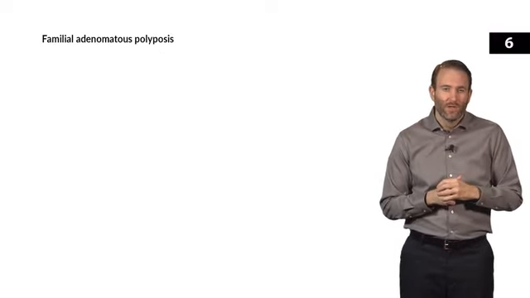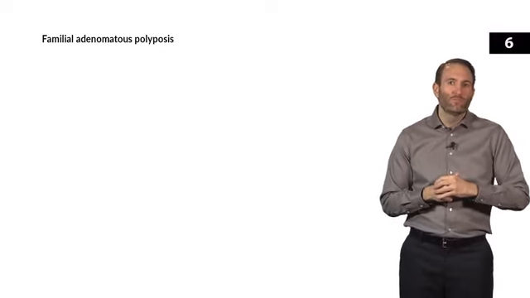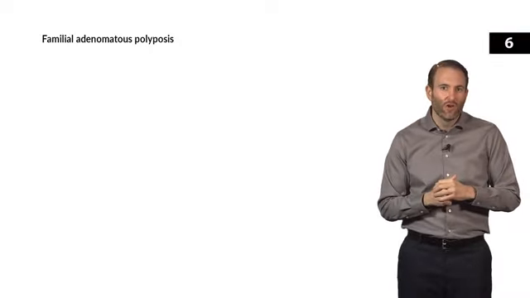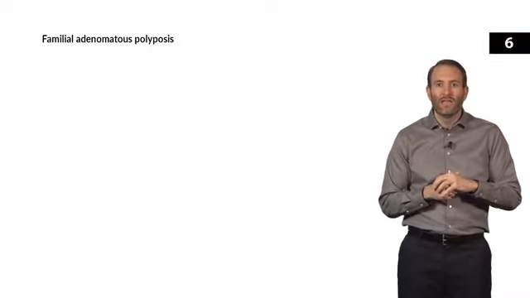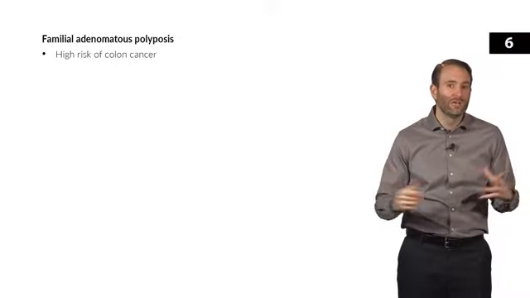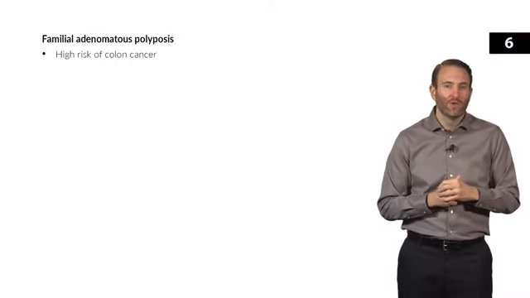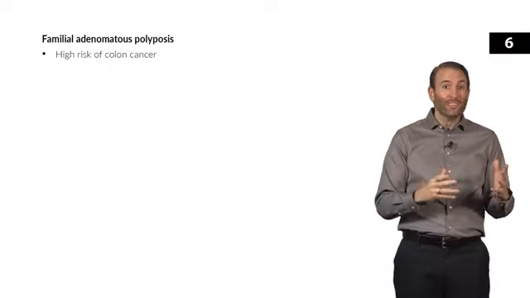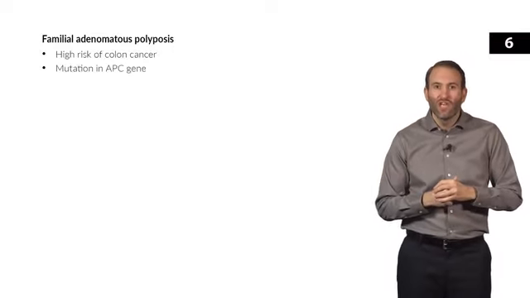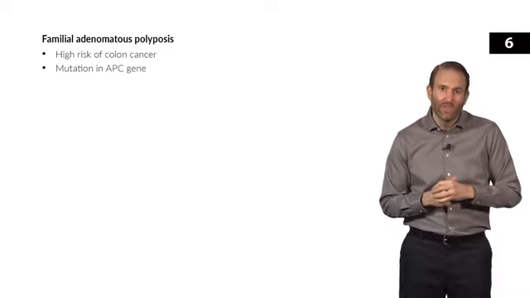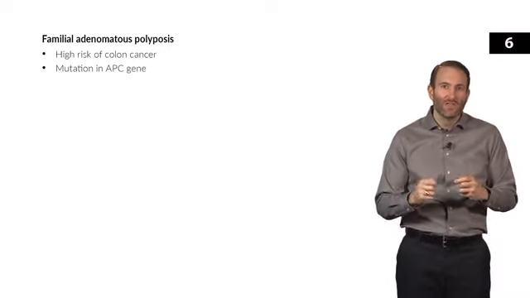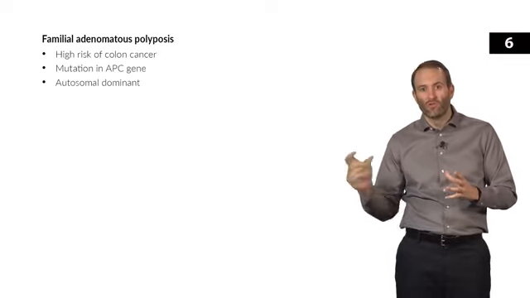Next, we have familial adenomatous polyposis. So this is where the colon becomes covered with adenomatous polyps after puberty, and it can progress to colon cancer unless those polyps are resected. So basically, these patients are going to have a colectomy or they're going to get colon cancer. Now, a mutation of the APC gene is responsible for this, and you can use the AD in adenomatous to help you remember it's autosomal dominant.